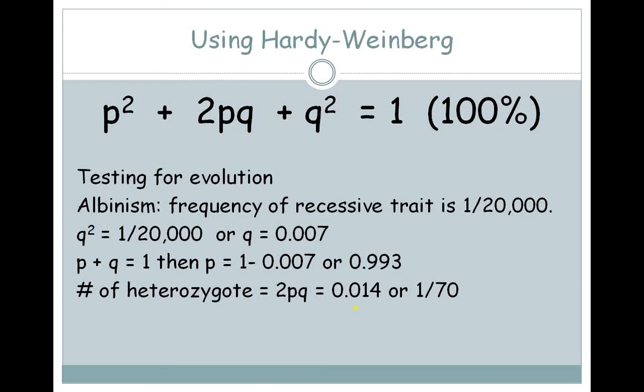Now, to calculate the frequency of the dominant allele, all you have to do is use the other equation, p plus q equals 1. Therefore, 1 minus 0.007 equals the frequency of the dominant allele, which is 0.993. The number of heterozygotes in that population is going to be 2pq, or 2 times the frequency of the dominant allele times the frequency of the recessive allele, or 1 in 70.